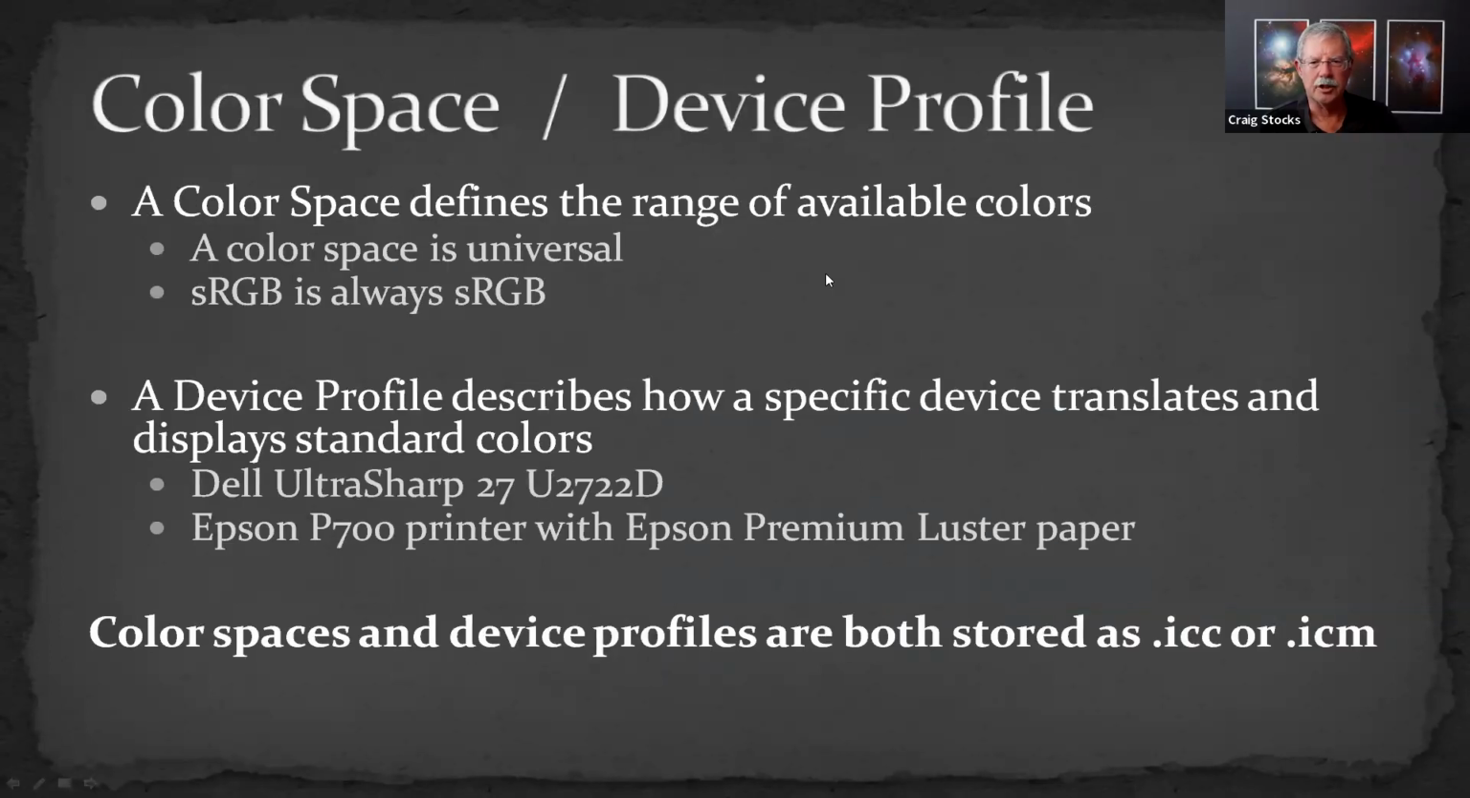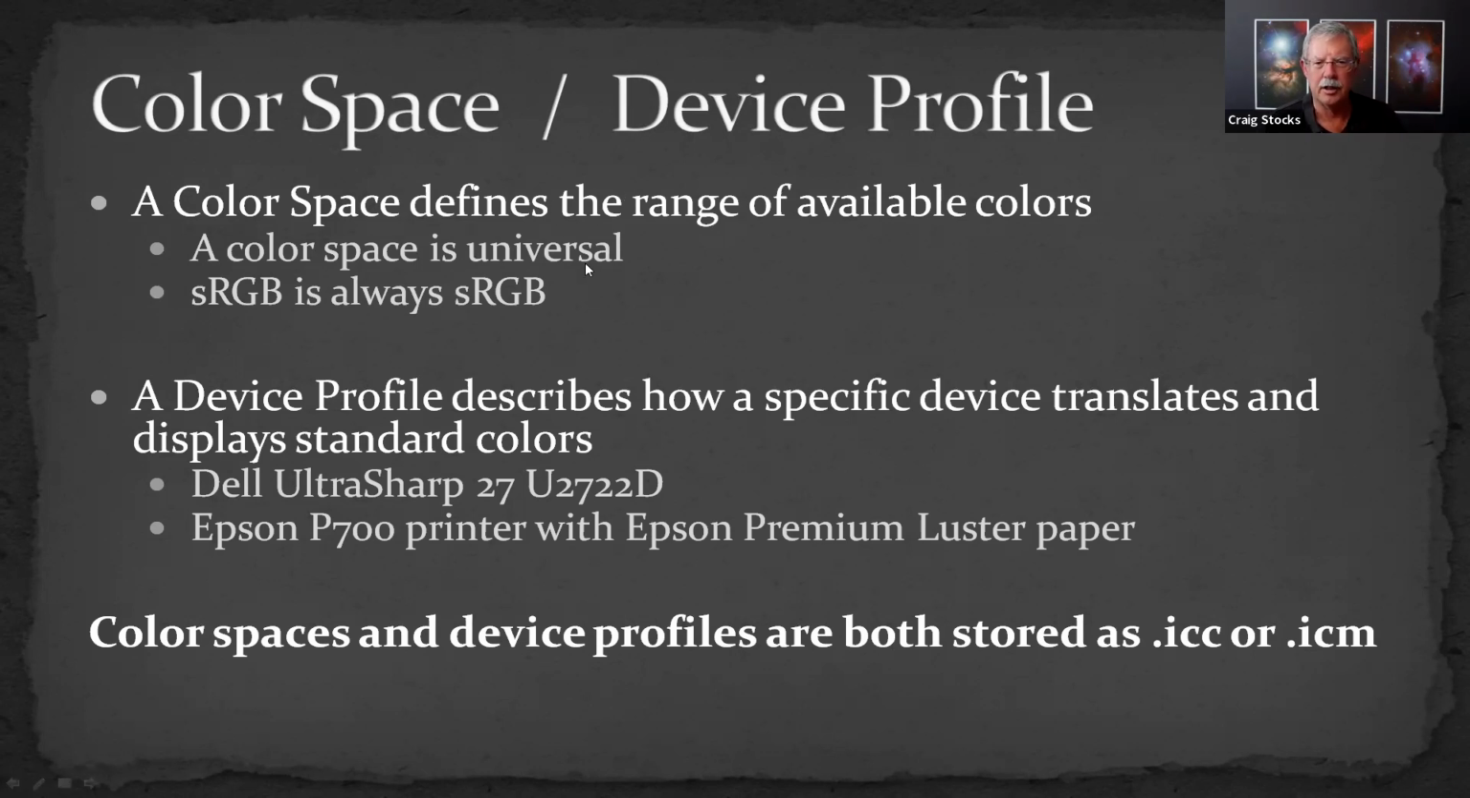So a color space defines the range of available colors, and it's kind of a universal thing. In other words, sRGB is always sRGB, and it's a universal definition relative to the CIE LAB definition of the visible color spectrum. A device profile looks a lot like a color space. In fact, they're both stored as a .icc or .icm file, so people tend to use them interchangeably. The difference is in intent for how it's intended to be used.